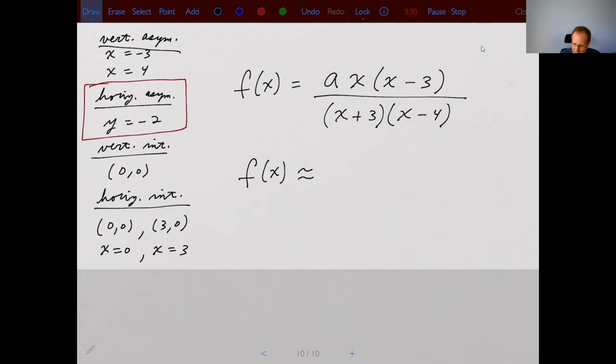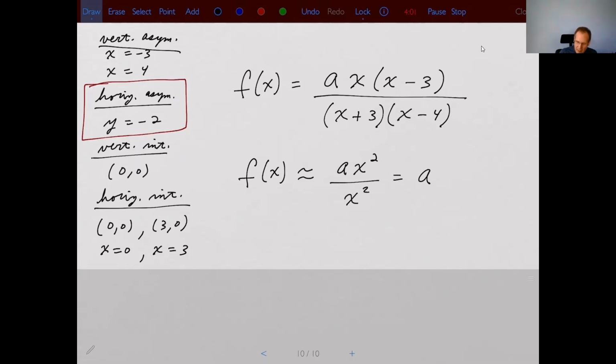Well, it only depends on the ratio of the leading term of the numerator divided by the leading term of the denominator. In this case, the leading term of the numerator is going to be ax squared. That's the largest term. And what's the leading term of the denominator? It's just x squared. So in this case, the x squareds cancel. So the degree of the numerator is equal to the degree of the denominator. And this is just equal to a.